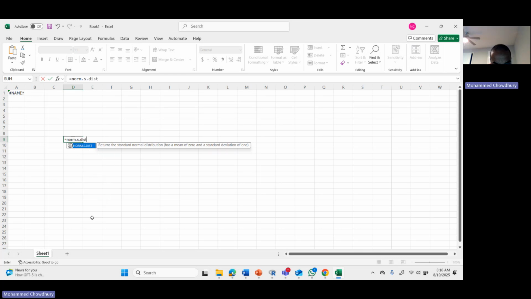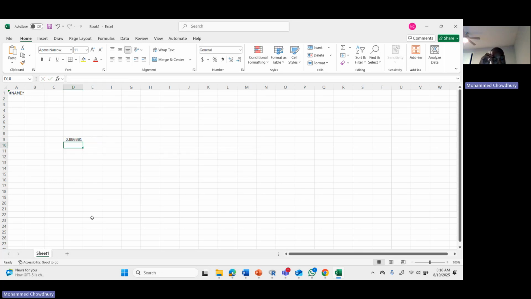It turns out the standard normal has a mean 0, standard deviation of 1. Z 1.21, comma, true. Okay, so take a look at that. Sorry for taking a long time. So for the standard normal distributions, you have to use these things.